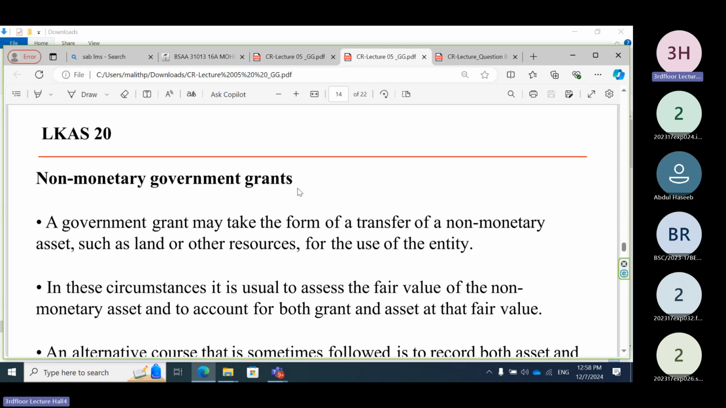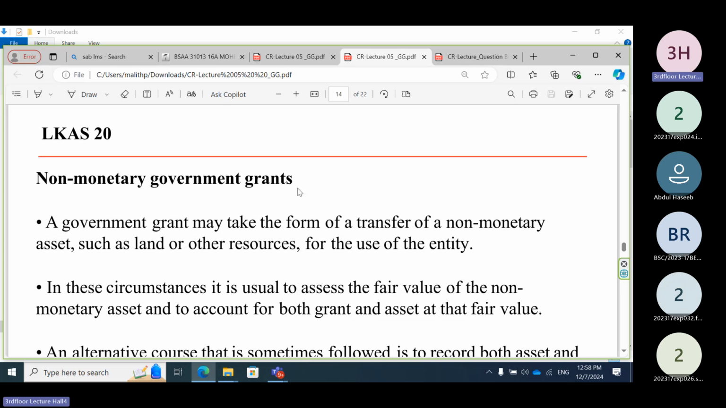You are getting a vehicle. You are getting a free vehicle from the government. You are not supposed to pay anything, right? Then you don't know the value yet. What are we going to do? How are we going to recognize it? Are we keeping that as an asset in our books? Yes. We are controlling that asset.